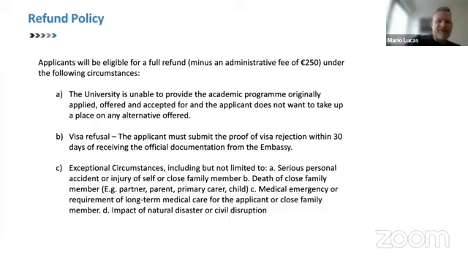So the applicants will be eligible for a full refund under the following circumstances, and that's what you can see here. Visa refusal: the applicant must submit the proof of visa rejection within 30 days of receiving the official documentation from the embassy. Those are, so to say, the conditions.